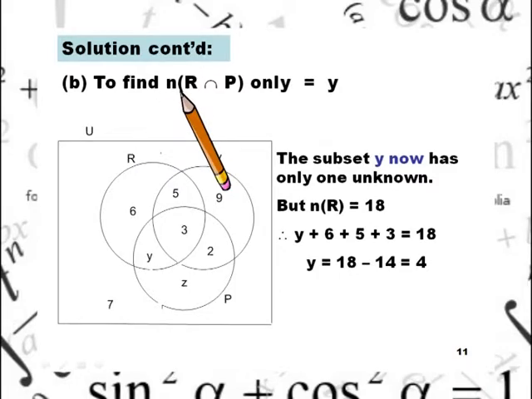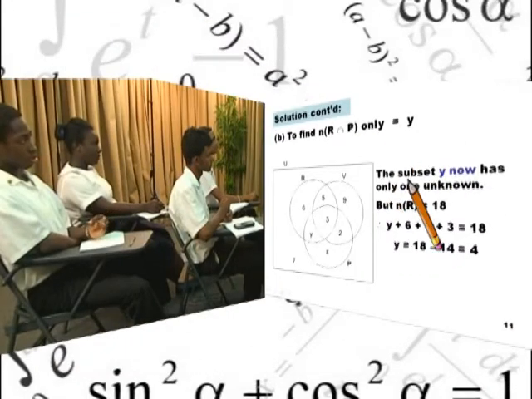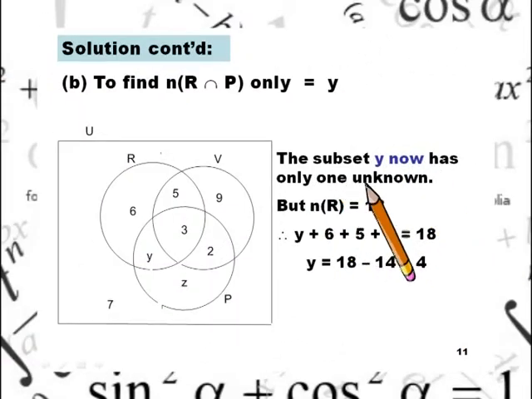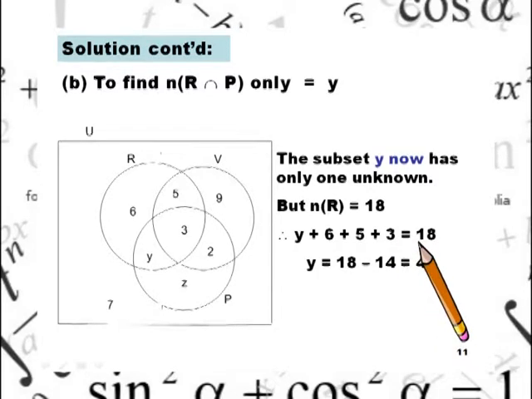B. To find the number of elements in R intersect P only, which is equal to Y, the subset now has only one unknown, but the number in set R is equal to 18. Therefore, Y plus 6 plus 5 plus 3 is equal to 18. Y is equal to 18 take 14, equal to 4.